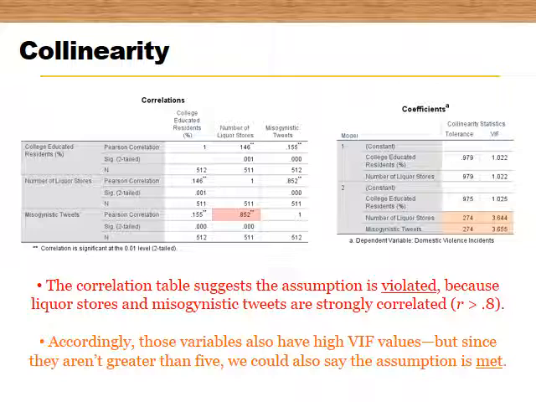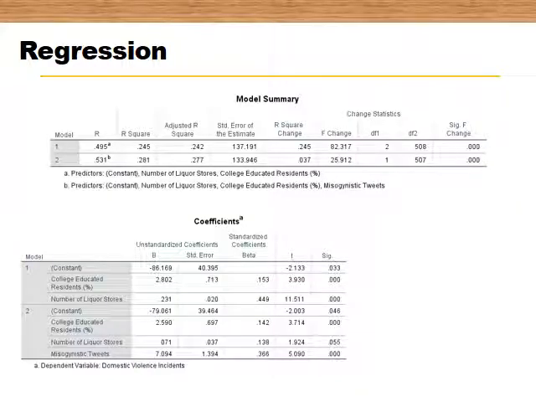So for the purposes of this video, we're going to assume that collinearity is met. We're going to proceed with the analysis, and we're going to run the hierarchical regression that I described earlier. In our model summary table, we have two models. Model 1 only has two predictors, liquor stores and college education. Model 2 has three predictors, liquor stores, college education, and misogynistic tweets.